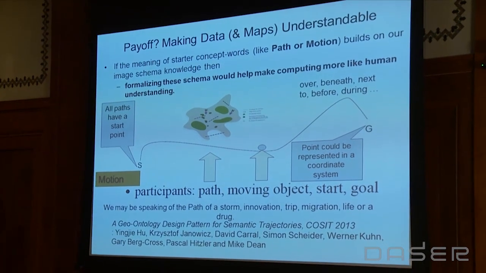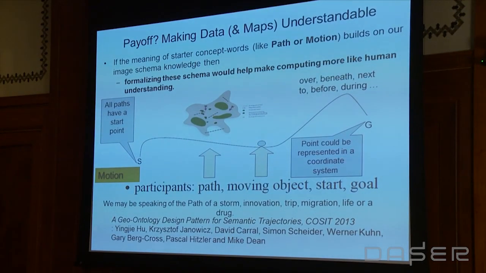And I note in passing in the ending that the important thing about this is the idea of path is general. We'll be speaking of the path of a storm, of innovation, a trip, a migration, even a life or a drug. These may require elaborating the general types of schema, but we think we can do this with actual data from storms and innovations, and we've started on that process.